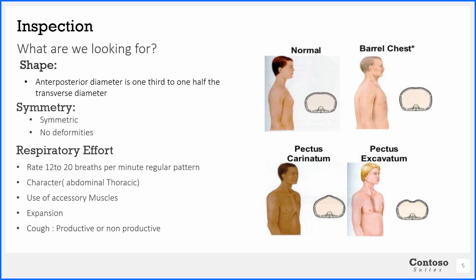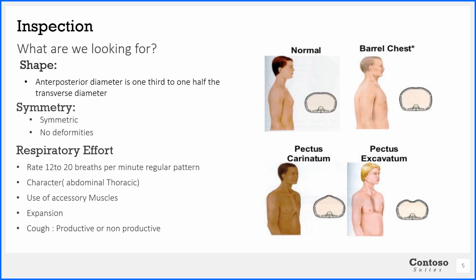Okay, so we've got four Mr. Joneses over here, but each of them is a little bit different. What are we going to look for? Okay, we're looking for shape. Anterior posterior diameter is 1/3 to 1/2 of the transverse diameter. Yes, that sounds like a bunch of junk. However, if you take a look over at normal versus barrel chest, okay, you can definitely see the difference, right?